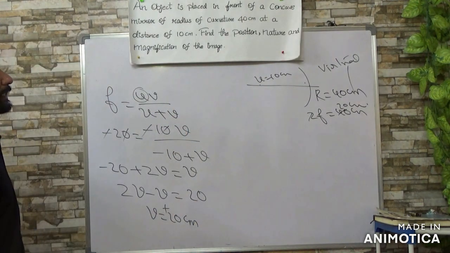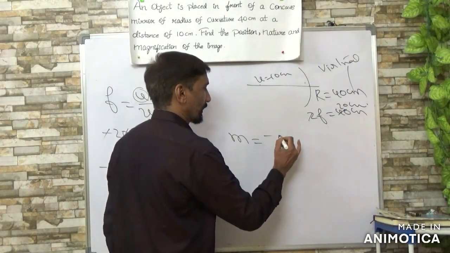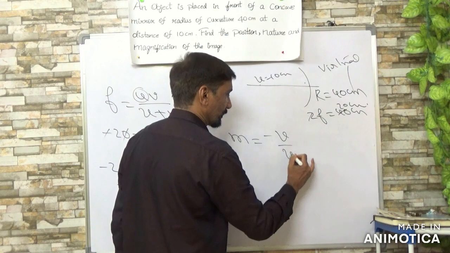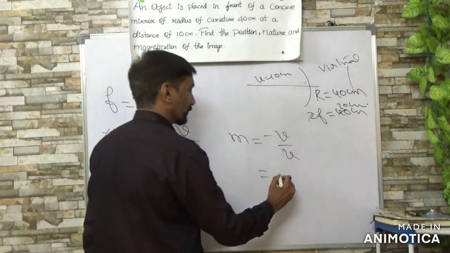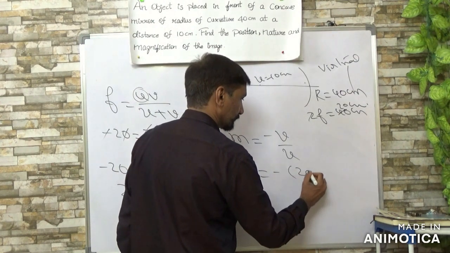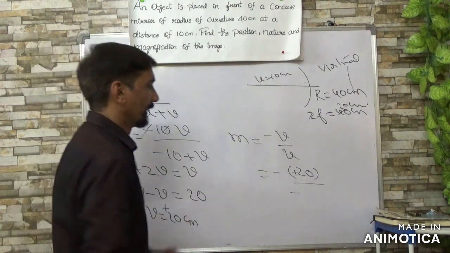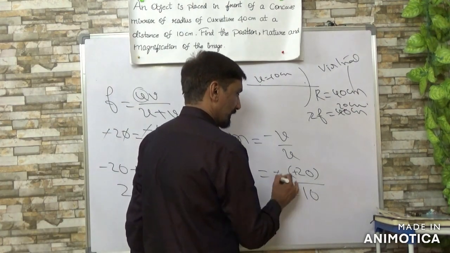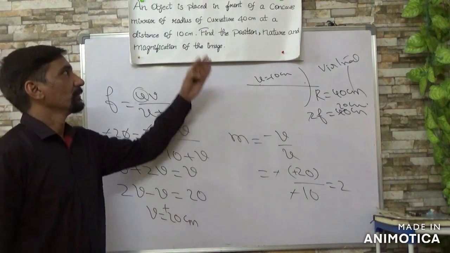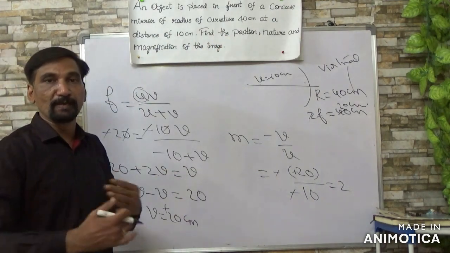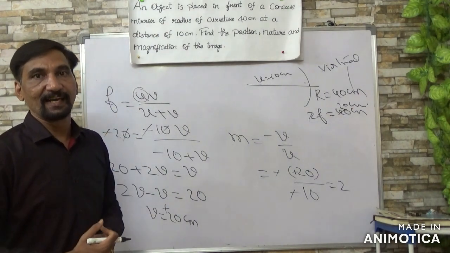Now its magnification also you want to find. Magnification is minus v by u. Here v is positive, and u is negative, minus 10. Cancelled, so it is 2 times. So we can say the image is double the actual size.